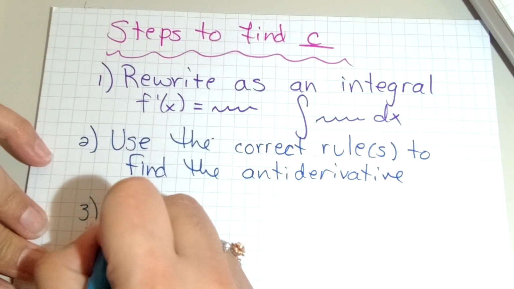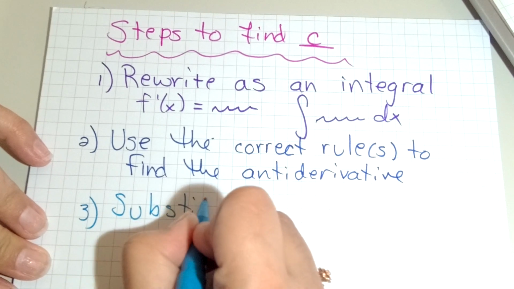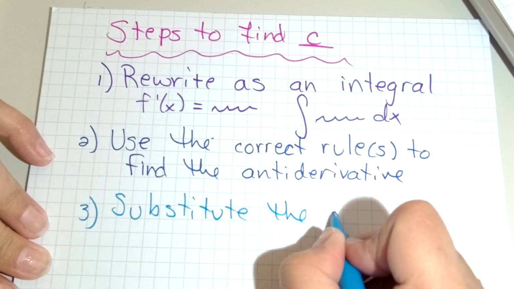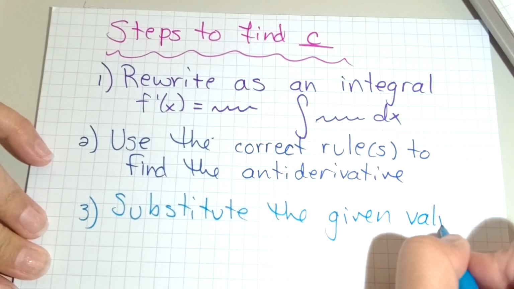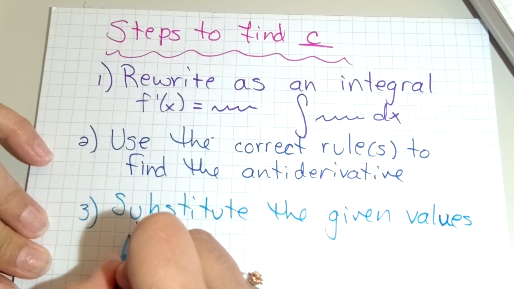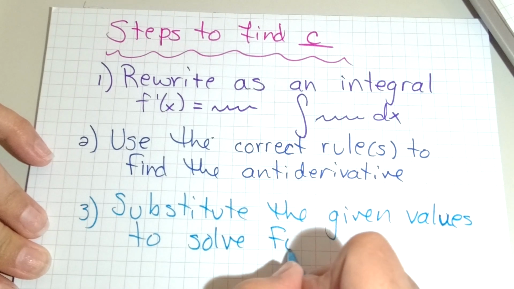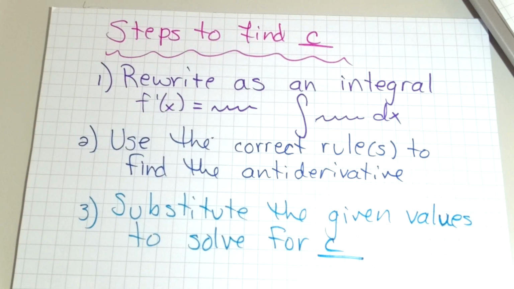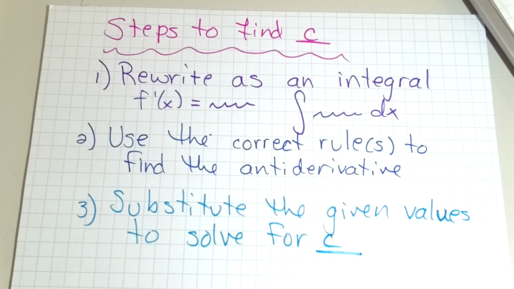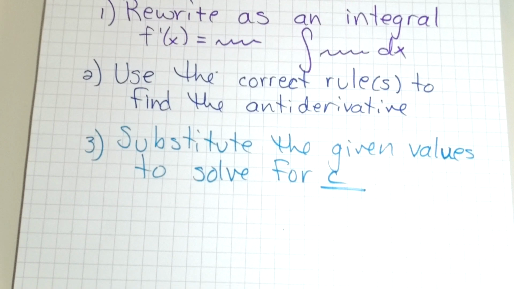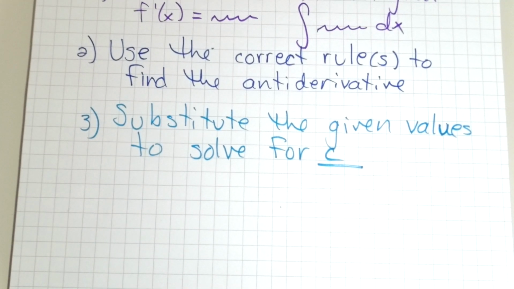Your next step is to substitute the given values to solve for C. So you're going to get a coordinate, a function pair, and you're going to need to substitute in this. We did substitution way back. I'm not going to go over substitution. That's why I didn't put it in the do now, because this is something we should know. But you'll see an example in a second, and you're going to solve for C. So you're going to have to do algebra to solve for C.